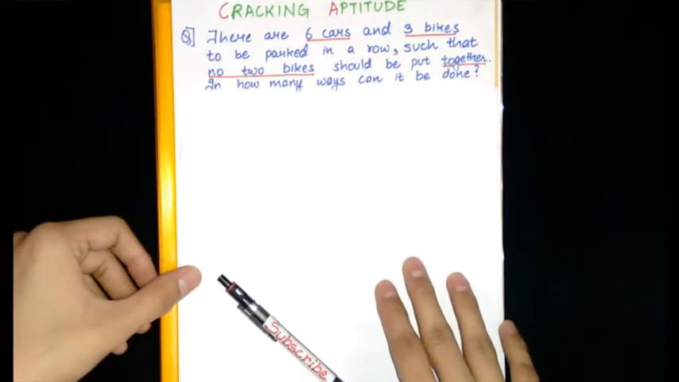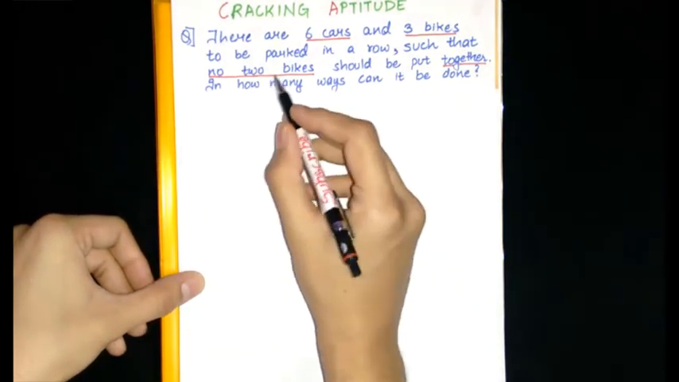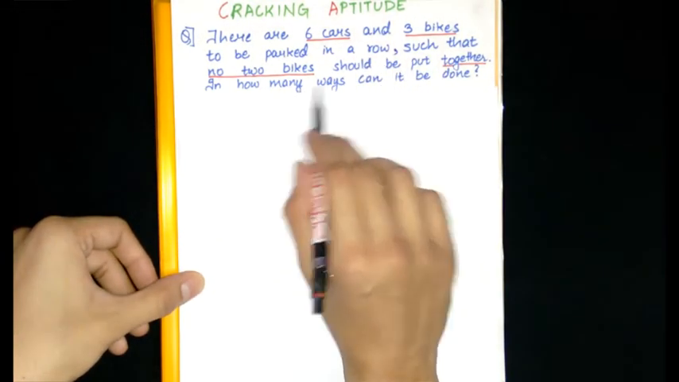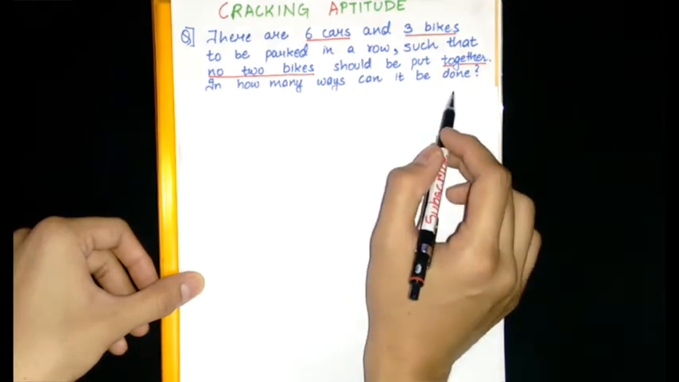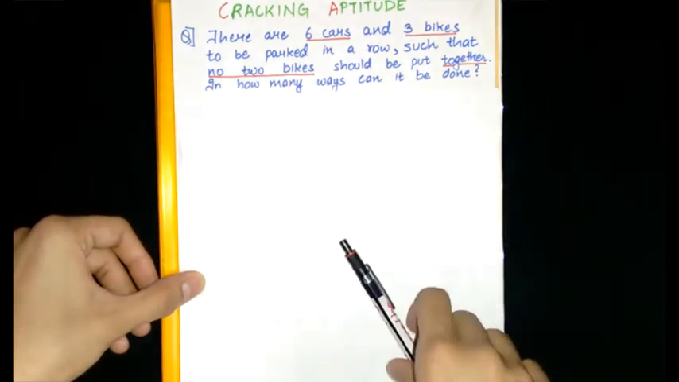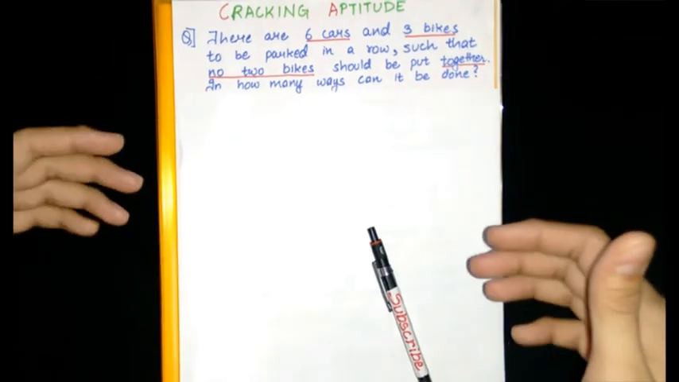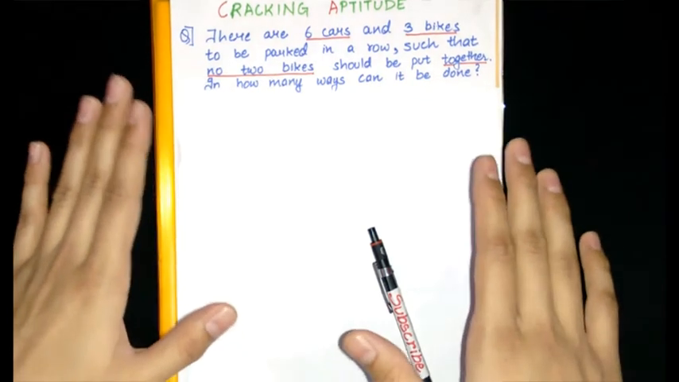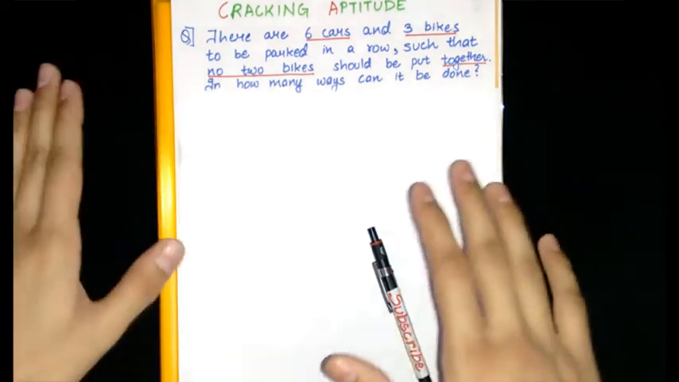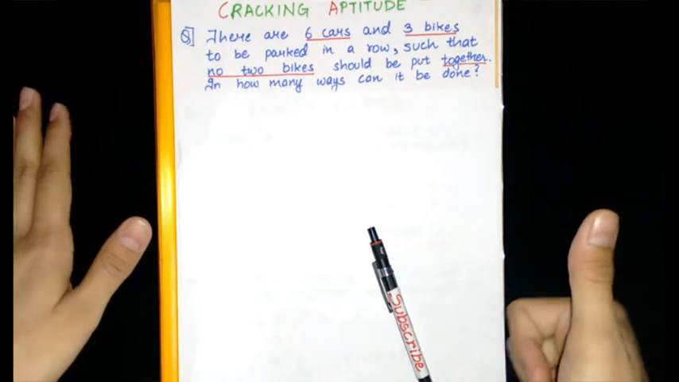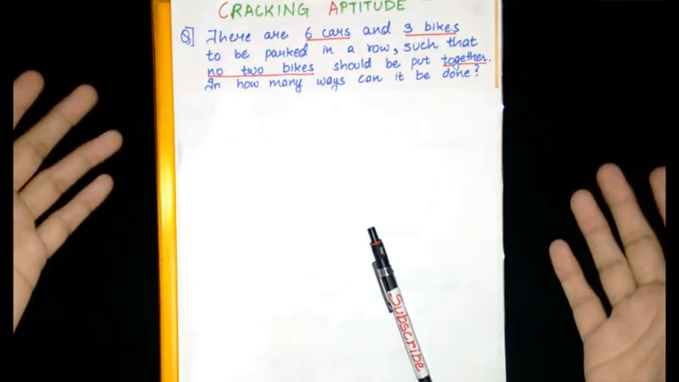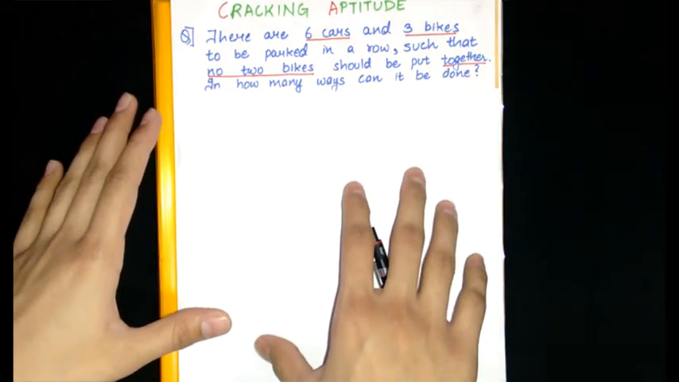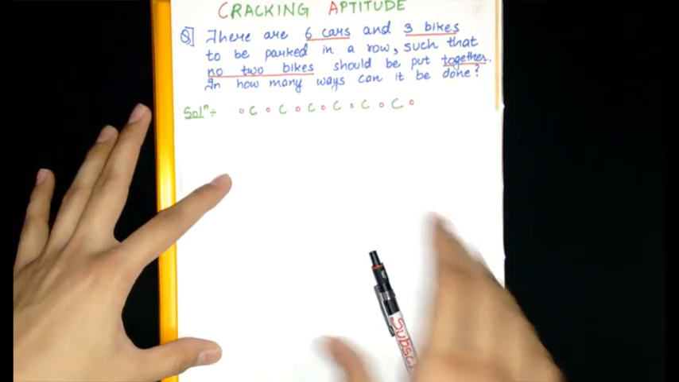A question that says there are 6 cars and 3 bikes to be parked in a row such that no 2 bikes should be put together. In how many different ways can it be done? So first of all, there are 6 cars which can be parked among themselves in any ways, because there is no condition for parking these 6 cars, so they can be parked among themselves in 6 factorial ways by basic formula of permutation. But for 3 bikes, let's see in how many different ways can these 3 bikes be parked.